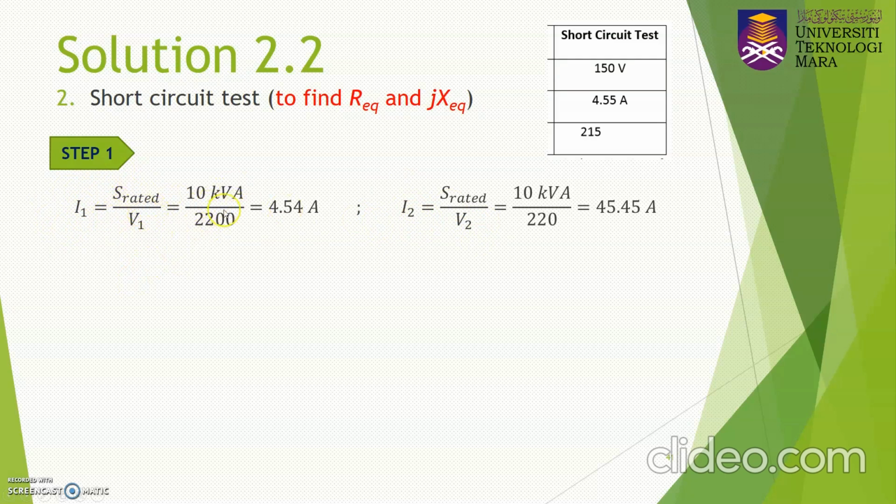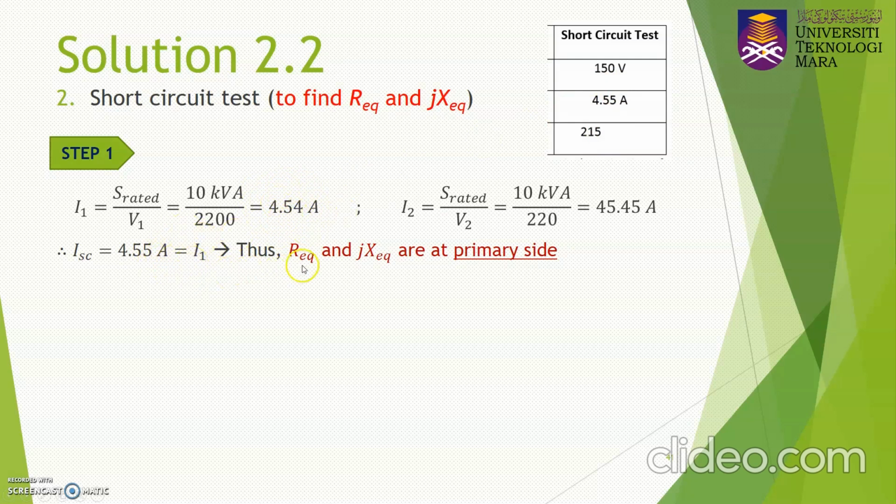V1 is 2200. So you get 4.54 ampere. So I1 is given by 4.54 ampere. For I2, same formula, I2 is equal to S rated divided by V2. So you get 45.45 ampere. And then, based on the value of I1 and I2, you check whether the value of I short circuit is equal to I1 or I2. In this case, your I short circuit is 4.55, so it is considered equivalent to your I1. Here you have 4.54, so it is equal to I1.